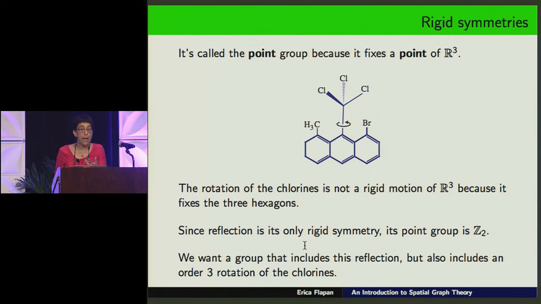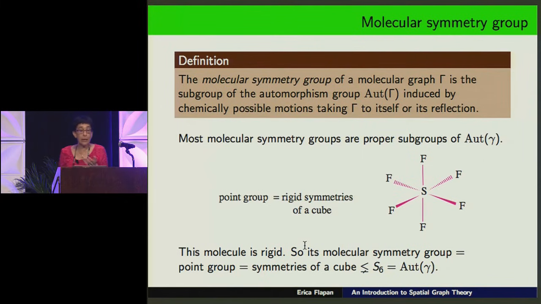And the fact that there's a symmetry between the chlorines, which wouldn't be there if they were 3 different atoms up there, if they were not all chlorines. We want that to be contained in our symmetry information. So here again is a molecular definition, that is to say it's a behavioral definition. We're going to say that the molecular symmetry group of a molecule is the subgroup of the automorphism group of the abstract graph, which is induced by chemically possible motions, which take the graph to itself or to its mirror image.